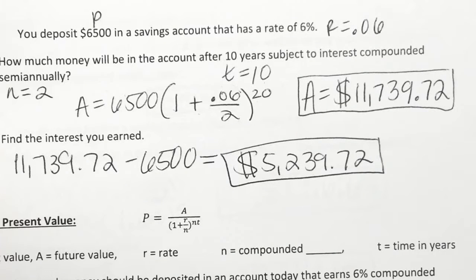All right, so that was calculating future value, right? A is talking about the future. Now we're going to be calculating present value. So you're trying to figure out how much you should put in an account now in order to get a certain amount in the future. Remember A is talking about what? Future. P is talking about present, like principal.